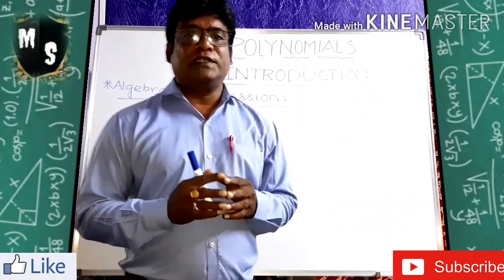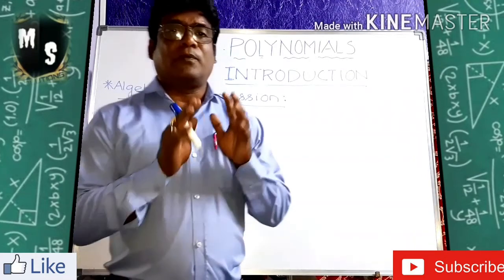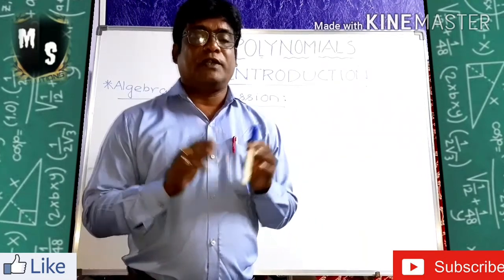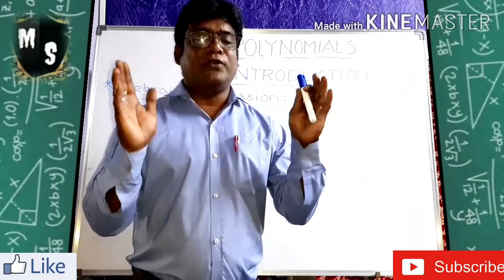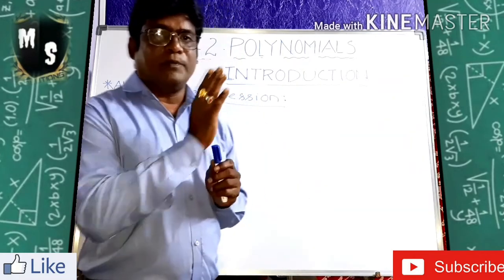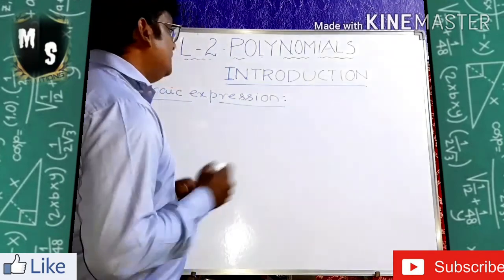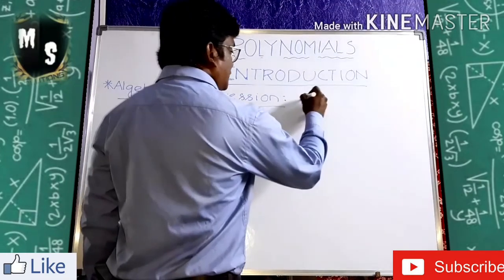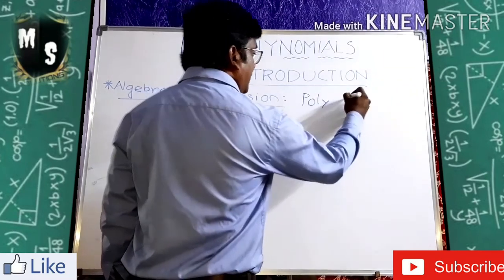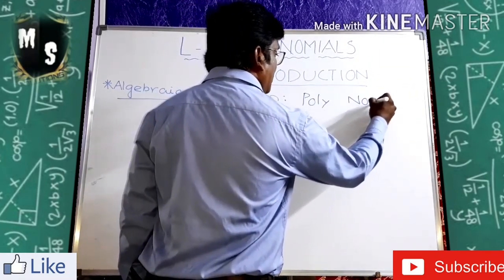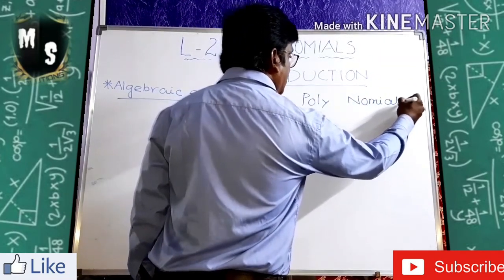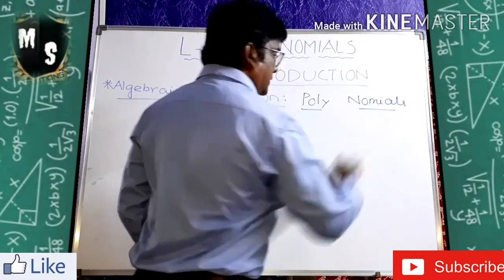The introduction is that please divide the polynomial into two parts. What I said, please divide polynomials into two parts. The first part is poly and the next part is nomials. Now you see, when I am writing poly and nomials, I am dividing the polynomial into two parts. That is poly and nomials.